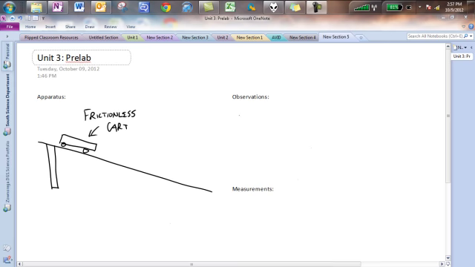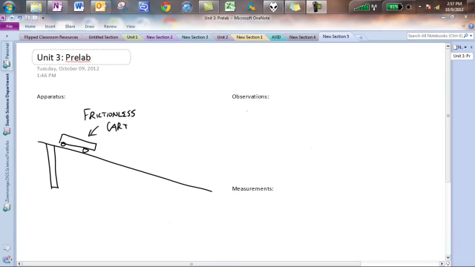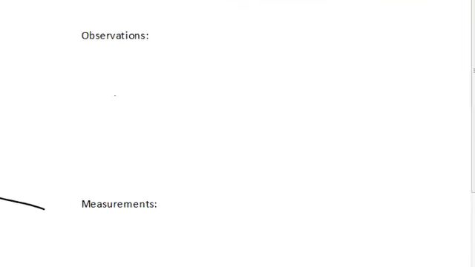What I want you to do is make some observations. You should have probably about 3 to 4 really good observations about the different parts of the motion, about what you're seeing. So take a moment, take a look at the video. If you need to see the video again, rewind it, watch the cart going down it again, and write down about 3 to 4 good observations.